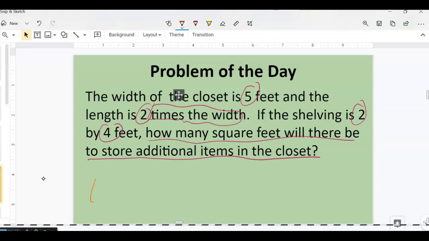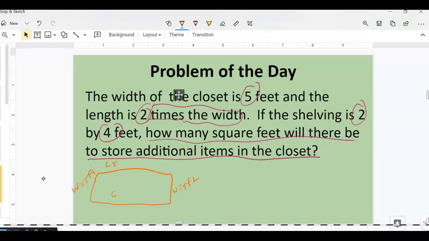So we're gonna do the actual closet. So we're gonna put C right here for the closet. Okay, and we know that the width is 5 feet. So the width is gonna be over here, 5 feet. So if that's 5 feet, then this over here has to be 5 feet also. 5 feet, and the length is 2 times its width. Okay, so we got to figure that one out.